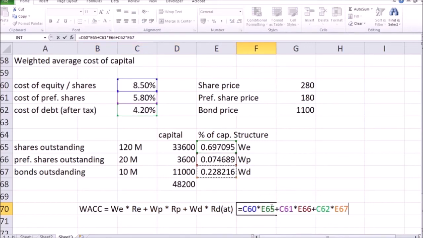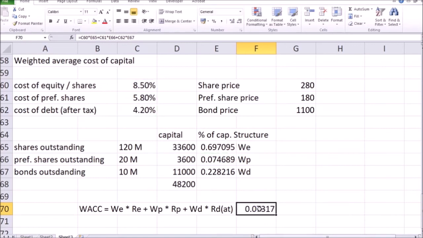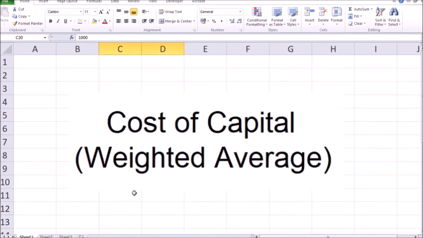Now let's plug the numbers into the formula. We have the cost of capital from different sources over here and their weights over here. That gives me a weighted average cost of capital of 7.32%. And that is how we calculate the weighted average cost of capital.